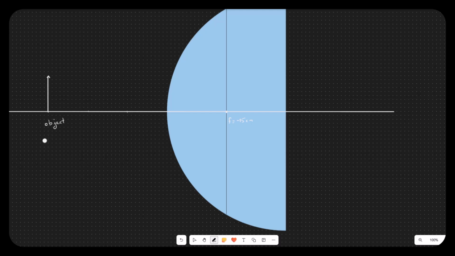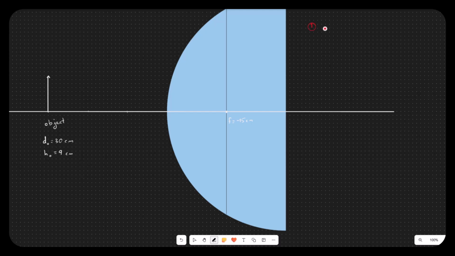I'm saying my object distance is 30 centimeters. My object height is 9 centimeters. And I want to see what I can do with that. Now with a mirror, the big difference between a mirror and a lens is that I don't have an F and an F prime, I just have an F. So let's see what that means.